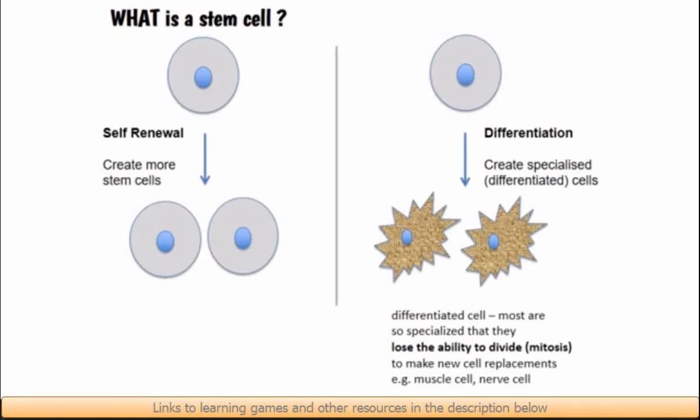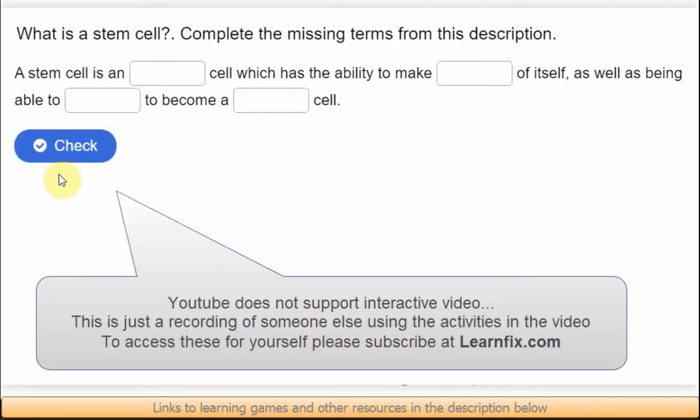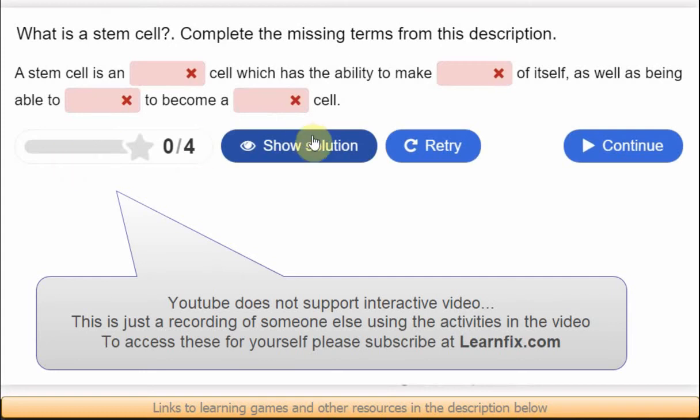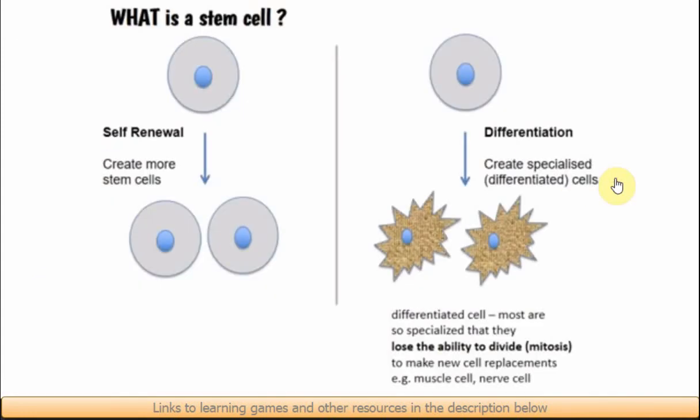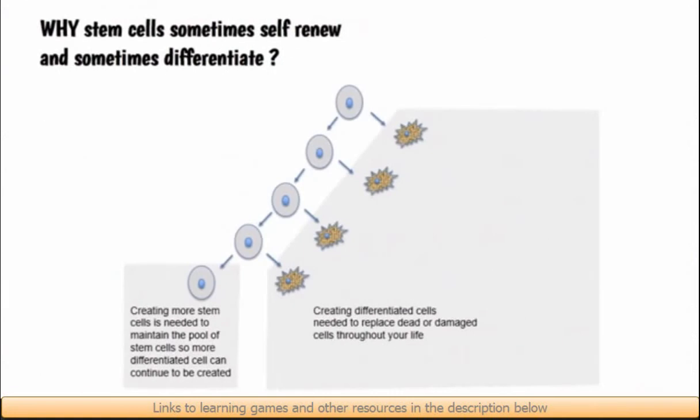The main way to create specialized cells that we need for growth and repair is to use a stem cell. Stem cells can make copies of themselves, and they can also differentiate to become a specialized cell. We'd run out of stem cells if they couldn't make copies of themselves. But being able to turn into a specialized cell is just as important.